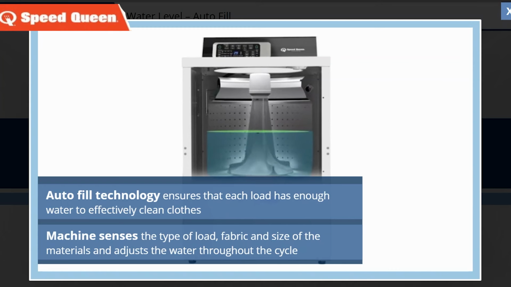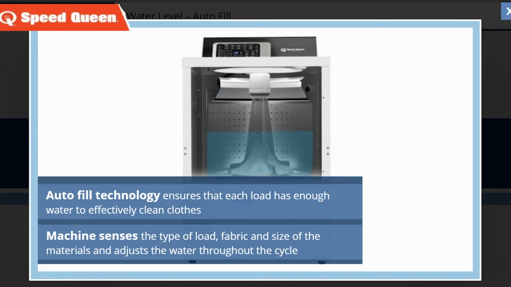With this technology, the machine constantly monitors the load, and when the control senses resistance on the motor, it adds more water. So, if the consumer adds more clothes after starting the cycle, the machine will add more water to ensure that there is enough water for an effective wash.